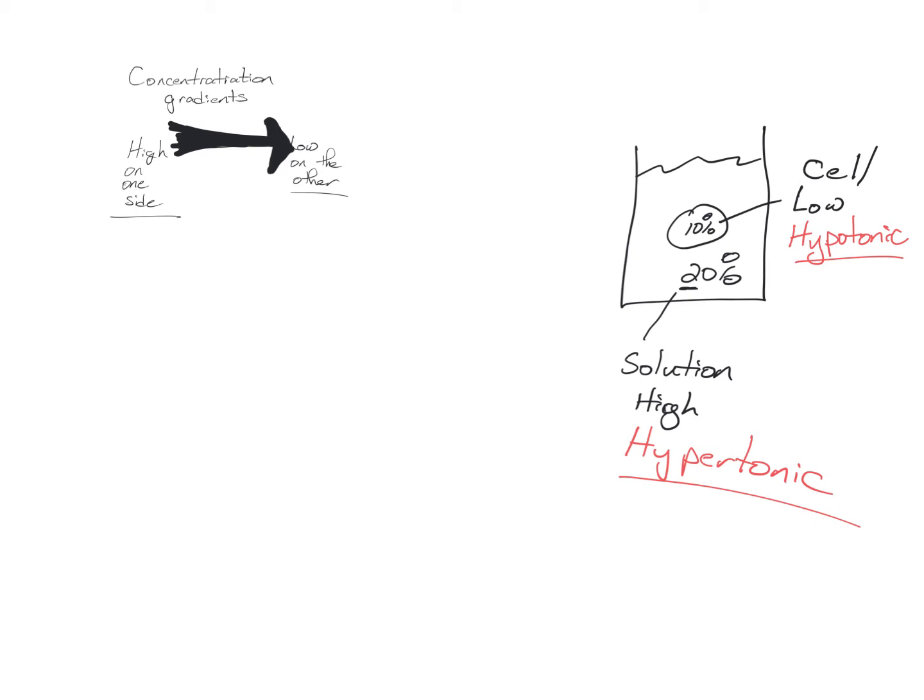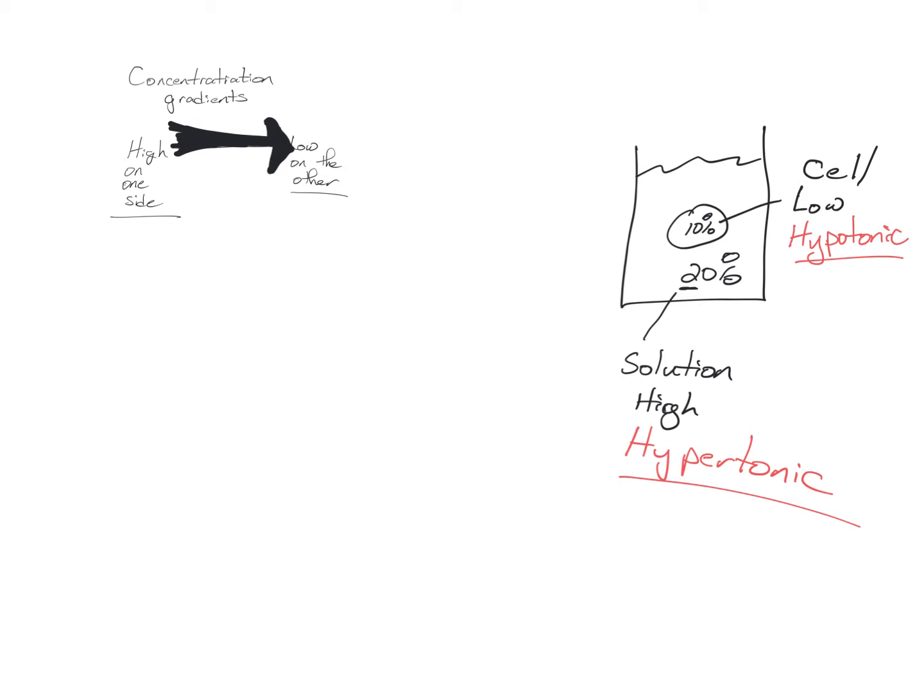Hypo means low, and hyper means high. So they're relative definitions. You got to get that in your head, right? This is high relative to this. This is low relative to this. Hypo, what? What does tonic mean?